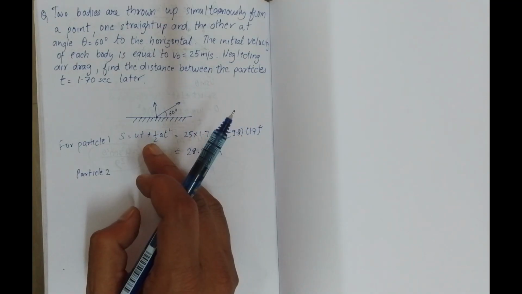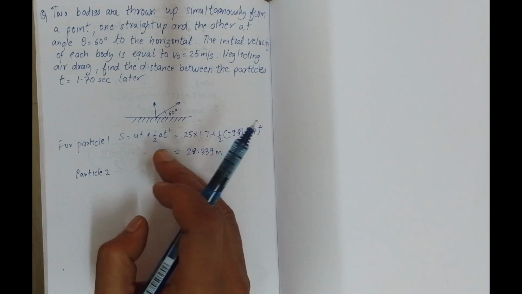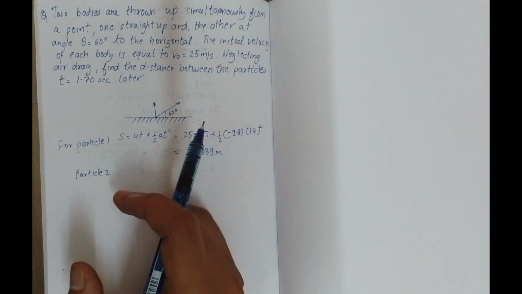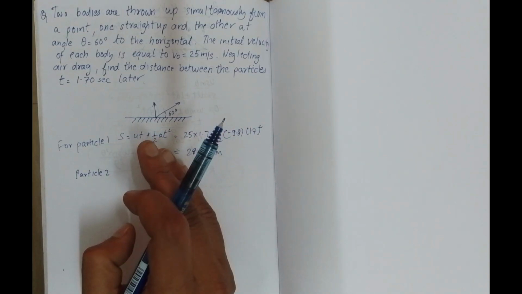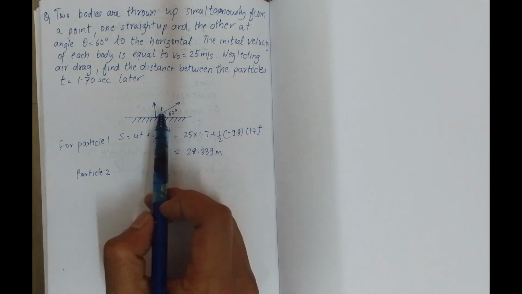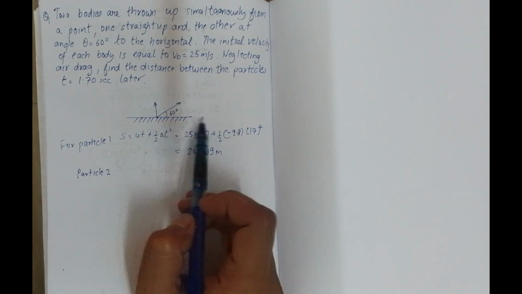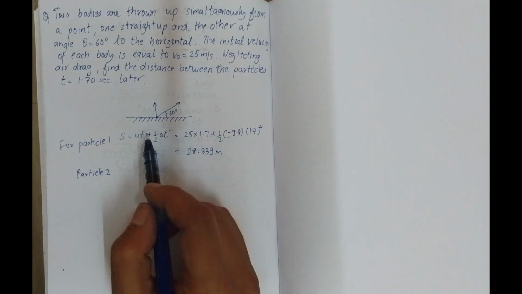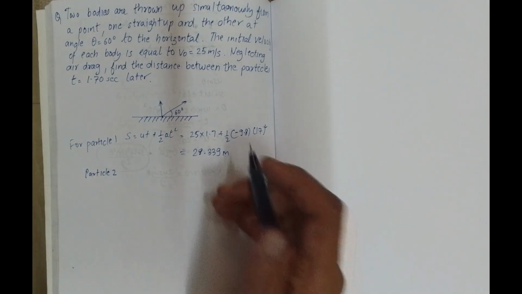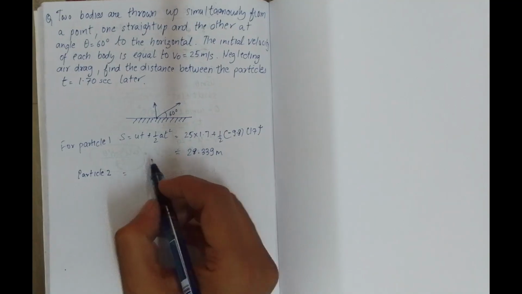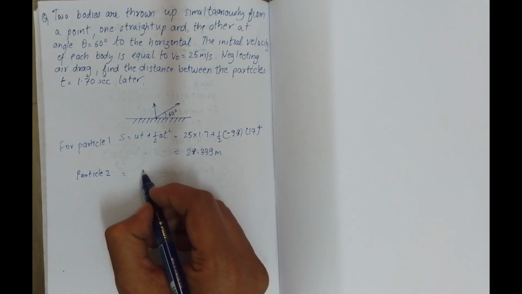So the vertical component of the velocity will have a certain initial value, but that will change with time. But the horizontal component of the velocity for this particle 2 will not change with time because there is no acceleration in the horizontal direction. So for particle 2, if we calculate the x displacement, what will that be?